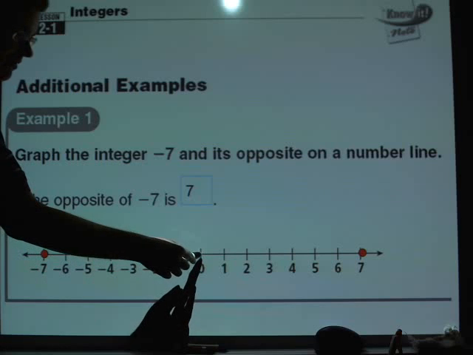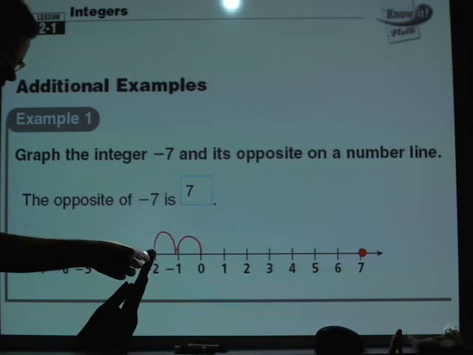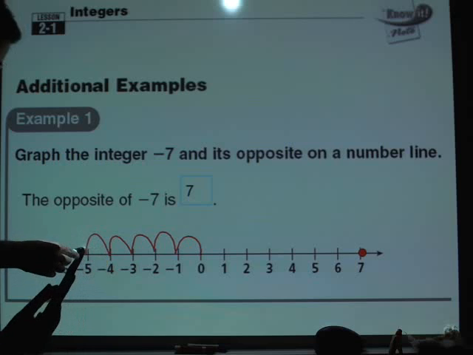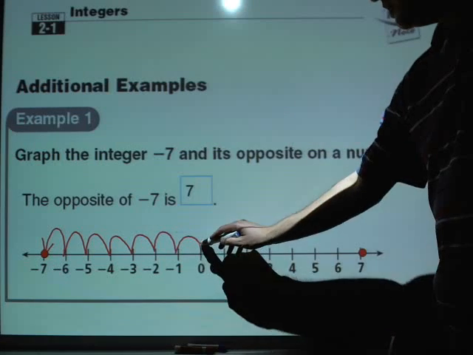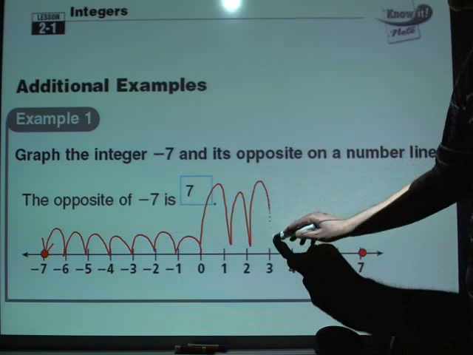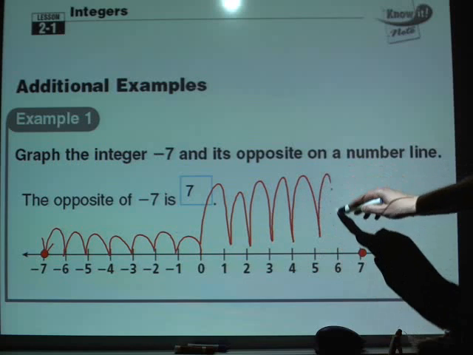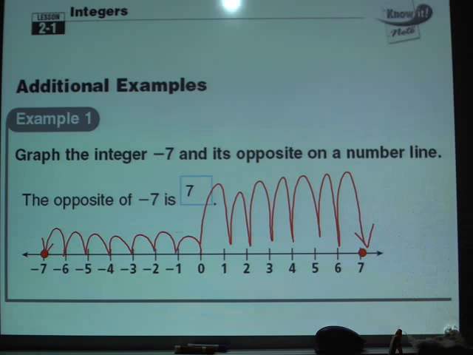So -7, when we compare it to 0, is 1, 2, 3, 4, 5, 6, 7 jumps to the left of 0. Its opposite is also going to be 7 jumps away, but it's going to be 7 jumps to the right of 0. So when I make 1, 2, 3, 4, 5, 6, 7 jumps to the right on the number line, as you can see, I end up at +7. So the opposite of -7 has to be +7.